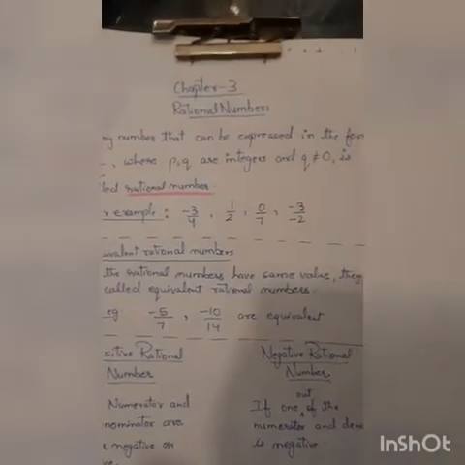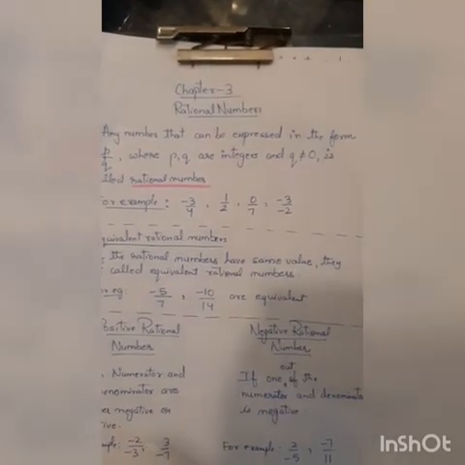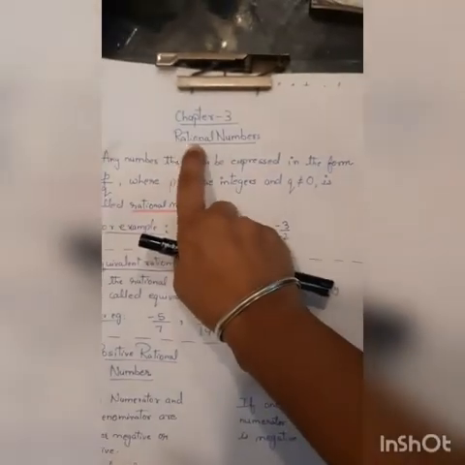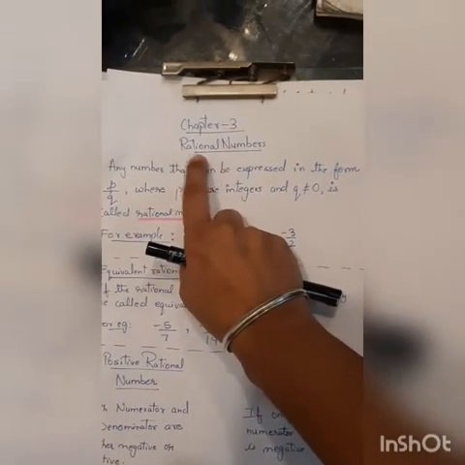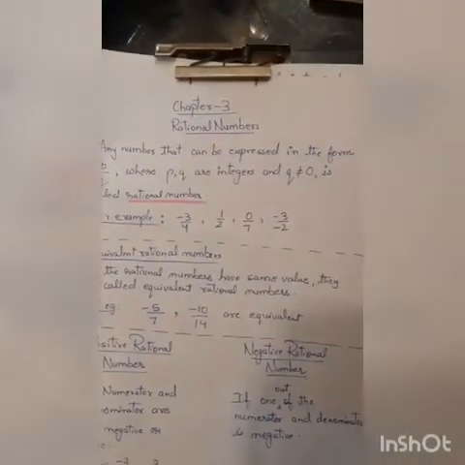Today we will start with a new chapter, that is chapter number 3, rational numbers. Okay. Now let's understand what are rational numbers. See, first you should see that in rational numbers there is a word coming ratio, because it is coming from the word ratio. How do we write a ratio?